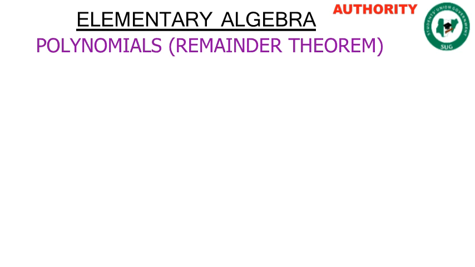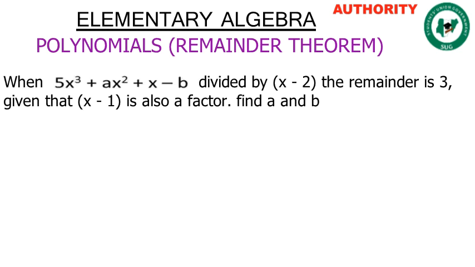Alright, you are welcome again. Let's take another question on remainder theorem. Now this question says, when 5x cubed plus ax squared plus x minus b is divided by x minus 2, the remainder is 3. Given that x minus 1 is also a factor, find a and b.